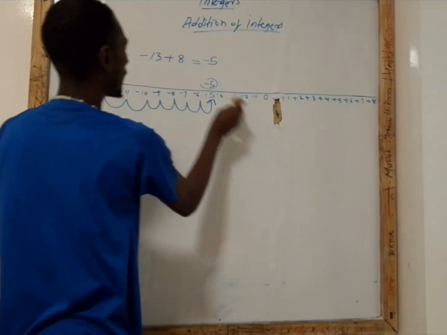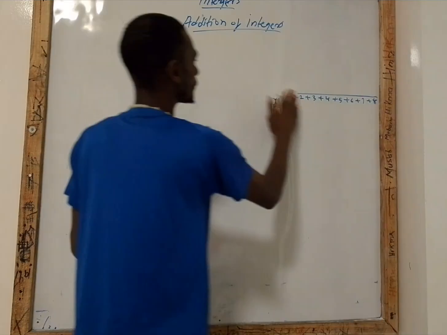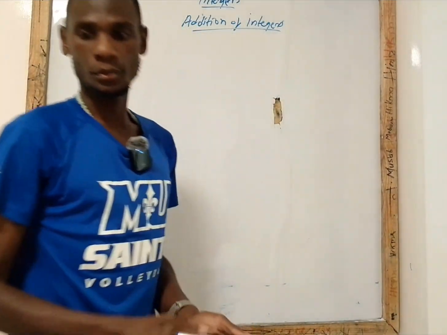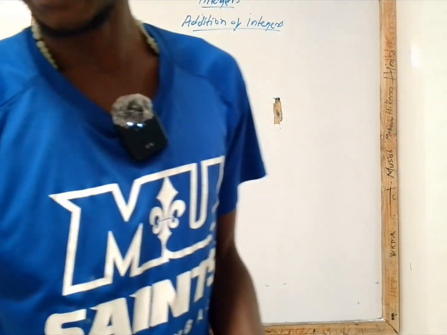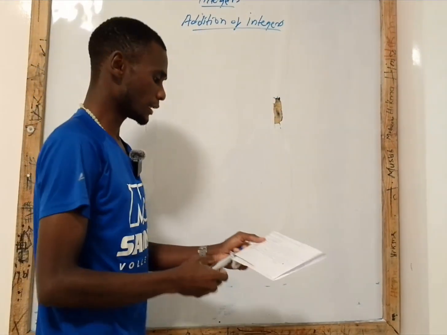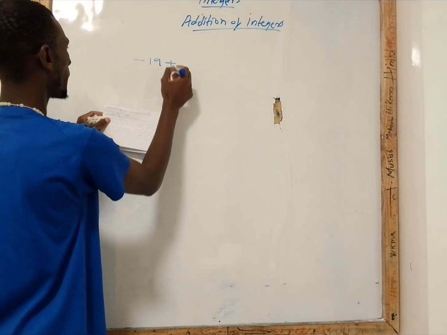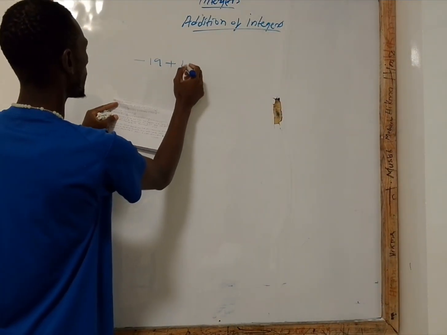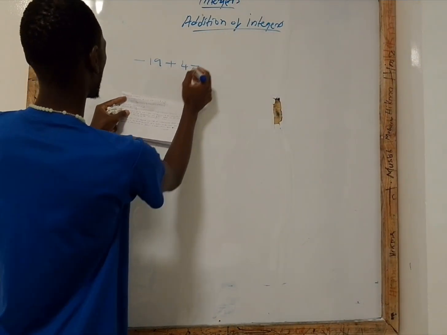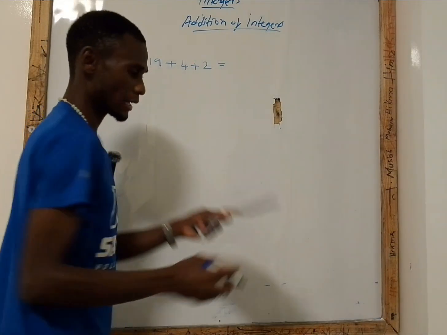Let me get another example here. Another example like negative 19 plus 4 plus 2. So we want to get that answer.